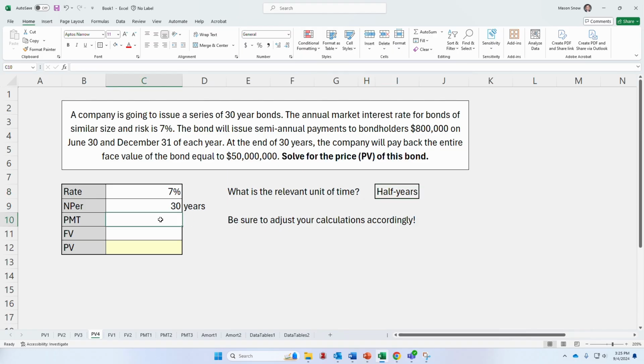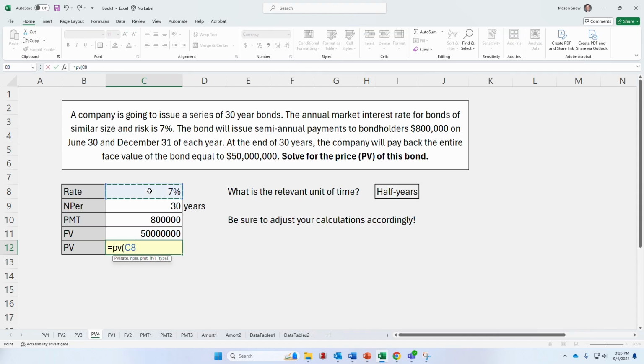The size of the payments, $800,000. And in this example, we have both a payment and a future value. At the end of those 30 years, the company will also have to pay back $50 million to all of its bondholders. So with all of these inputs, we can solve for the price or present value of the bond.